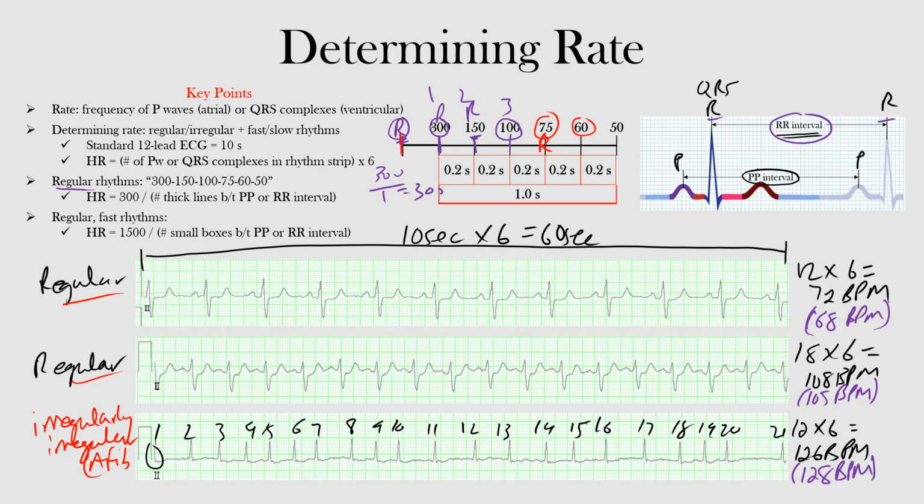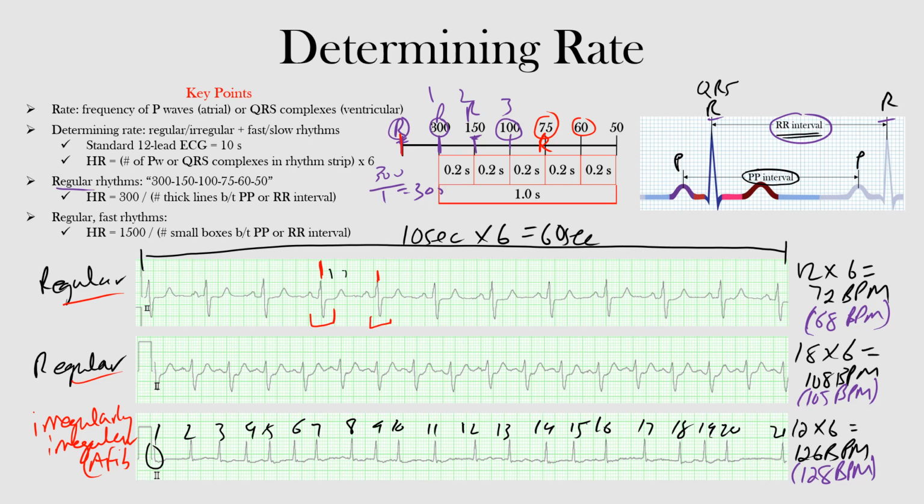Okay, so let's again find an R wave that falls on a thick line. Let's use this complex here. Notice this R wave falling on that thick line. Okay, next we're going to find the next R wave. Okay, so here's the next complex. That would be this point here. So now we're going to count the number of thick lines between them.